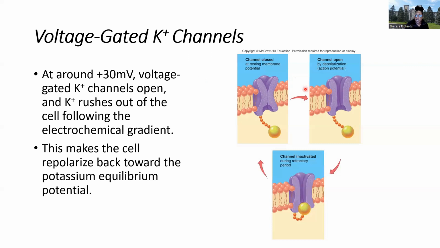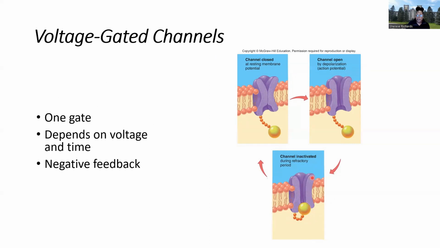So here we can see that the channel is closed at rest. And then during the depolarizing phase of the action potential, it's going to be triggered to be opened up. And then in the refractory period, it's going to be inactivated as well. Okay. If we think about the potassium channels, they have one gate. It's voltage and time dependent. And the potassium channels exhibit what's referred to as negative feedback.